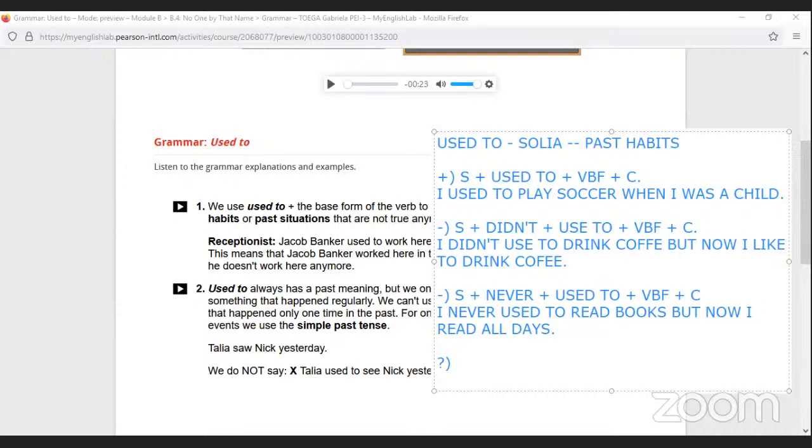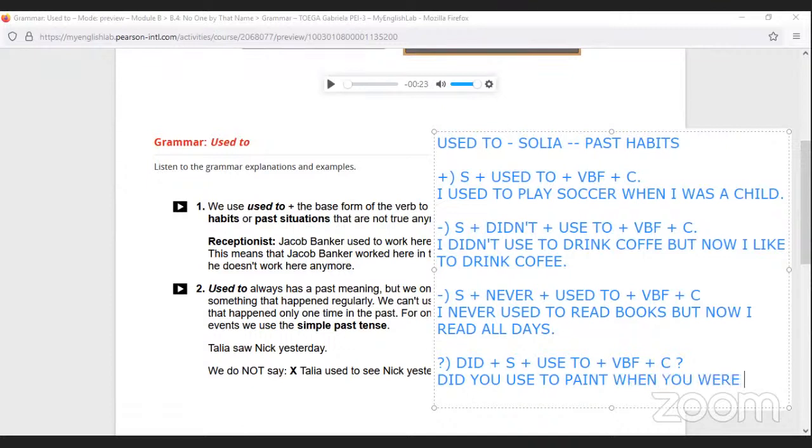We will use the same auxiliary here: did plus subject plus use, without the d, used to, verb in base form, and complement, the question mark. For example, did you used to see, or did you used to paint when you were at school? Okay, so did you used to paint when you were at school?